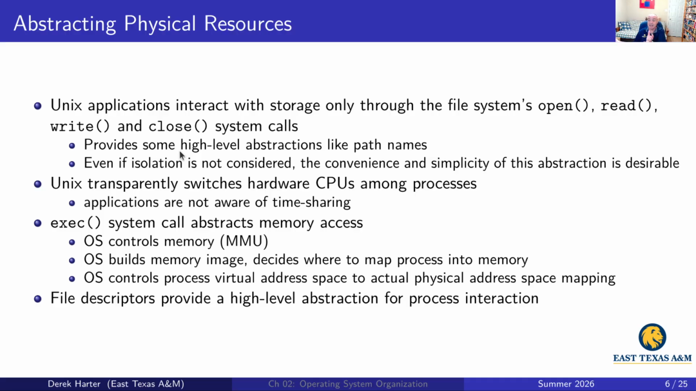The file system I would consider as another one, a little bit separate from the file descriptor. The file system abstraction provides high-level abstractions that are useful for doing non-volatile storage out to a hard drive, so things like path names. Even if isolation is not considered, the convenience of open, read, write, pipe, and also the file system abstraction, being able to make directories and a hierarchical file system and have path names in order to connect a file descriptor to read and write to permanent storage are all very desirable things for the user program.